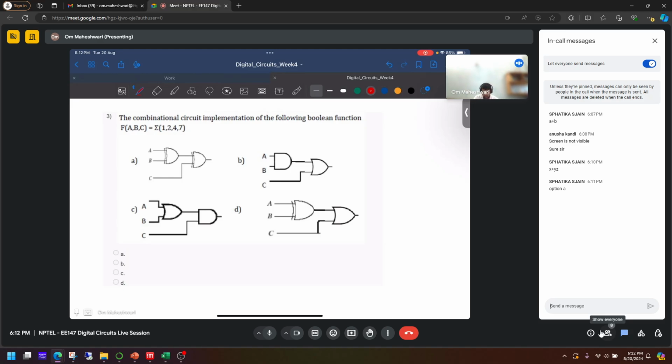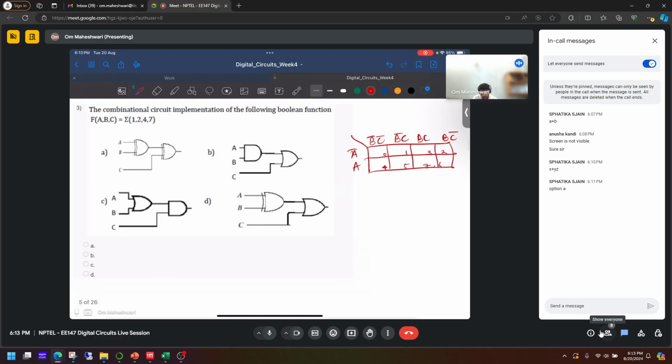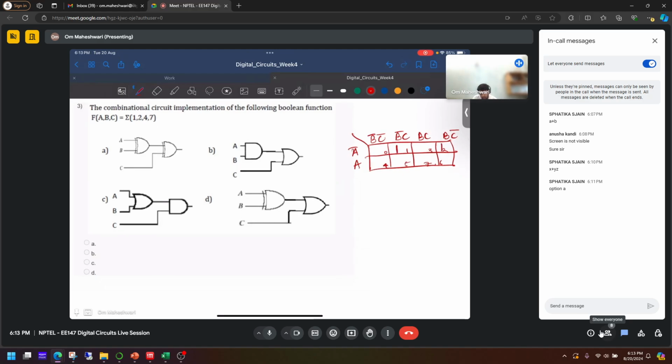So how will you do this? You will start with the K-map to identify what we are talking about. Function of A, B, and C. A bar, A, C bar, B bar C, B C, and B C bar. It is 0, 1, 2, 3, 4, 5, 6, and 7. We have ones at 1, 2, 4, and 7.